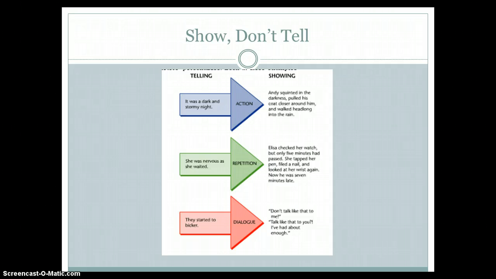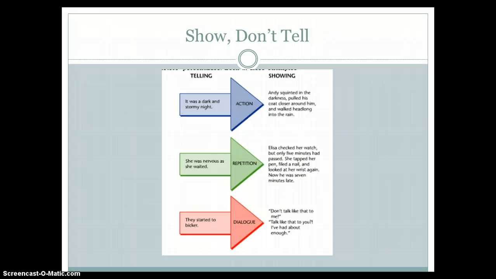Here's some examples of telling versus showing. Okay, with action, "It was a dark and stormy night." That's telling, okay? Rather, you can show by saying something like, "Andy squinted in the darkness, pulled his coat closer around him, and walked headlong into the rain." Says the same thing. We can infer from that second sentence that it is at night, and it is storming. But it's much more interesting and much more descriptive, and actually reveals a lot more about our character.